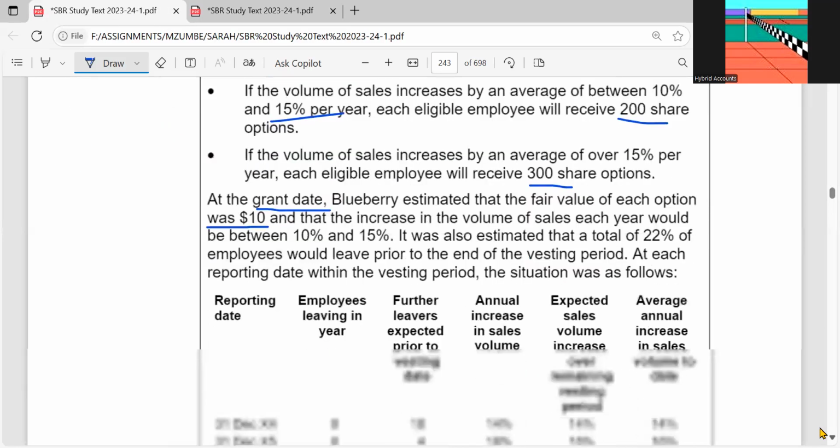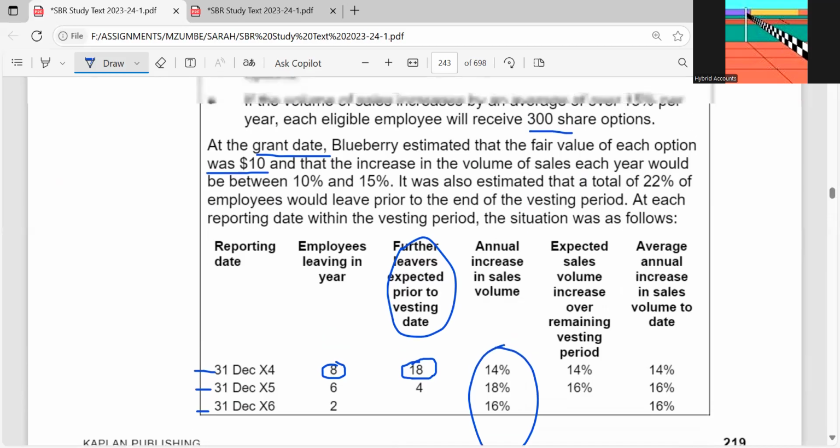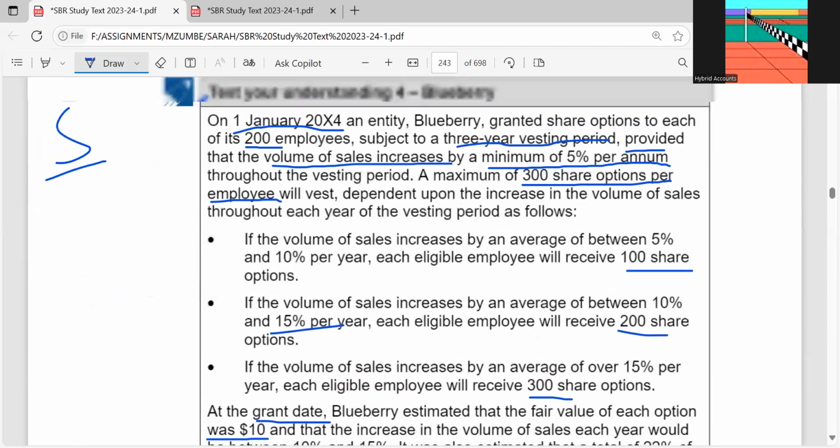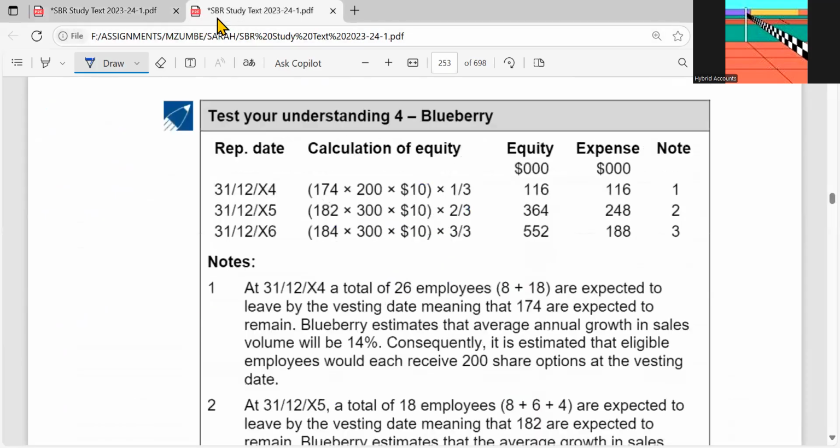Okay, come here. In year one, 8 left, and we expected further leavers to be 18. A total of how much? 8 plus 18 is 26. How many employees were there at the very beginning of the year? How many employees did we have? We had 200 employees, and 26 are expected to leave in the 3-year period. 200 minus 26, we have 174 here.